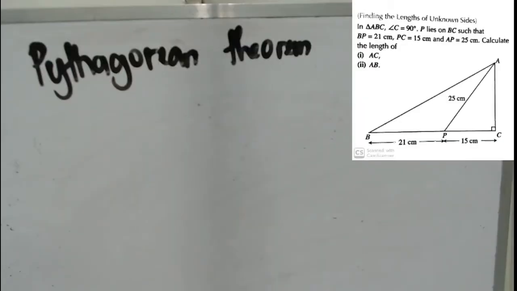On our third example, we have here two triangles, triangle ABC and triangle APB.